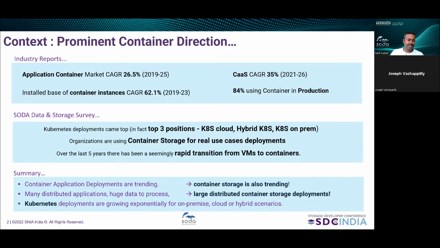If application deployments are trending, there should be enough support for container storage deployments, and more or less distributed applications and huge data processing are coming in AI, ML, big data, and so forth. So container storage deployments are also growing. Primarily, in most container deployments, the container orchestration engine is Kubernetes as the predominant one. So this is the context in which we are talking about storage observability.